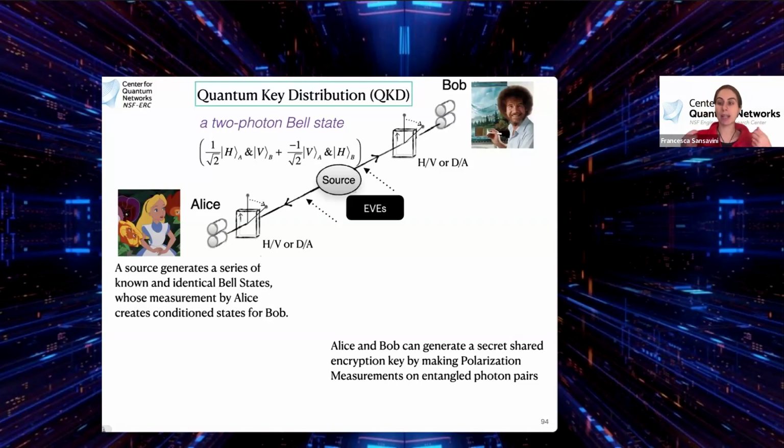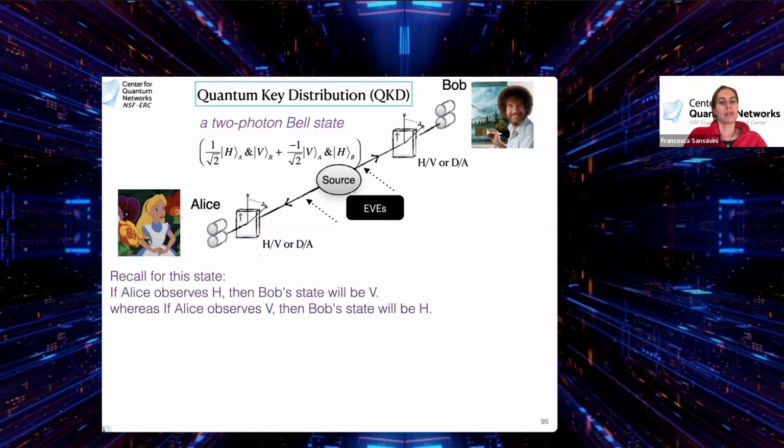So this source generates a series of identical Bell states. You will generate many of these Bell states, and Alice and Bob will choose their measurement settings. They will pick either the HV analyzer or the DA analyzer for however many photons they will receive. So again, for the state, if Alice observes H, Bob will have V. If Alice observes V, then Bob will have H.